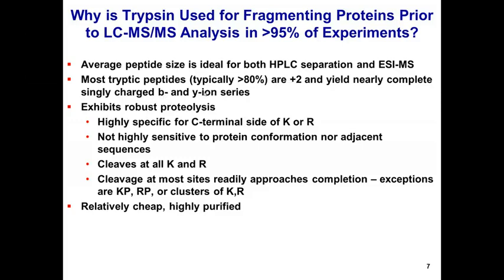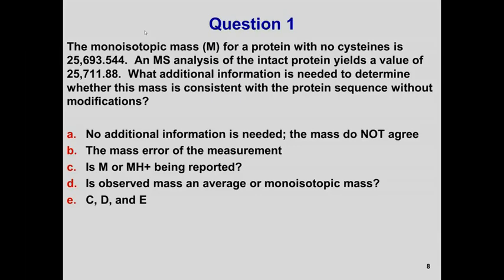Most tryptic peptides also have a +2 charge in electrospray experiments, and this yields a nearly complete singly charged series of complementary B and Y ions, which facilitate peptide identification. Trypsin also exhibits a robust proteolysis. It is not particularly sensitive to protein conformation or adjacent sequences, and it's highly specific for cleaving the C-terminal side of lysine and arginine. It also cleaves nearly all lysine and arginine bonds. There are a few cases where cleavage is incomplete, lysine and arginine followed by proline, or where we have clusters of lysine and arginine in a contiguous series. It is also a relatively cheap and highly purified protease.